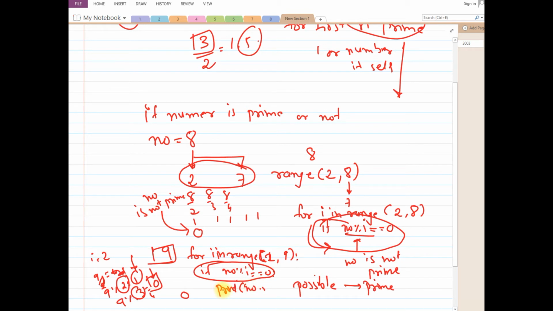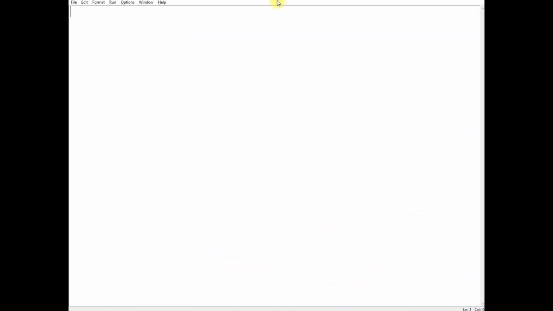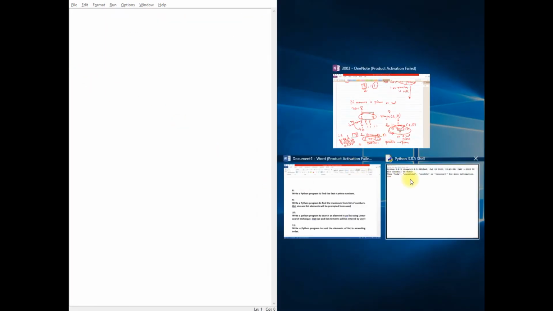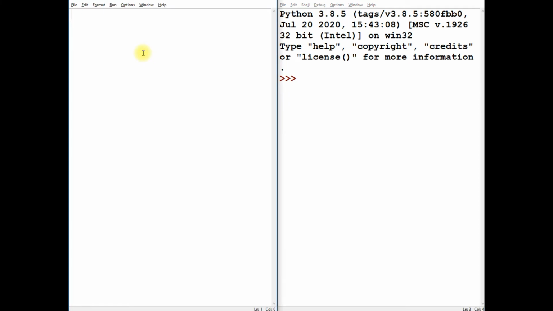Okay. Now there is a small issue. Let's see an example and we'll understand what the issue is. So here is my screen where I write the program. First of all, let's have a variable named number, which will be asked from the user.